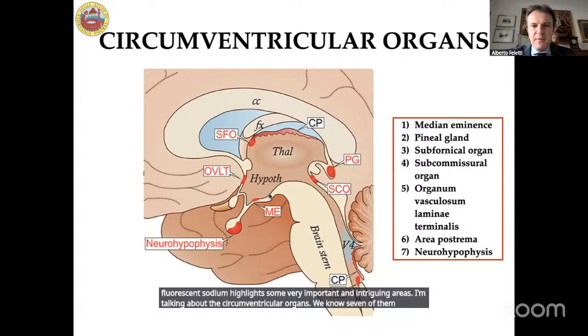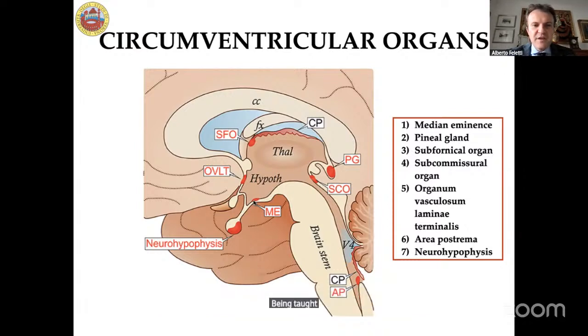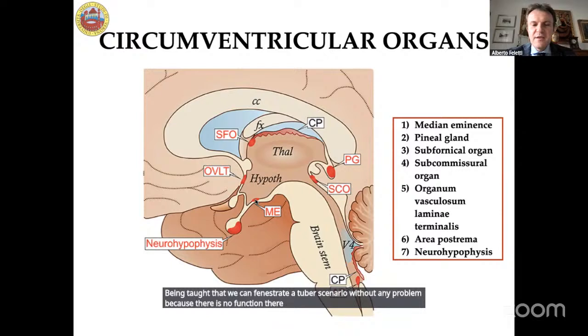The median eminence, which is placed at the level of the tuber cinereum. We have always been taught that we can fenestrate the tuber cinereum without any problem because there is no function there. Actually, there is a function there. There is a circumventricular organ, the median eminence.